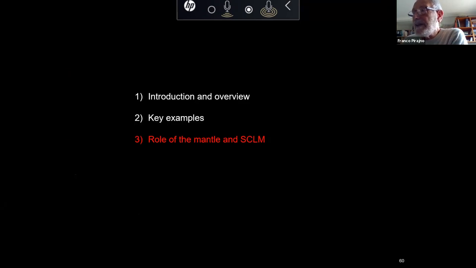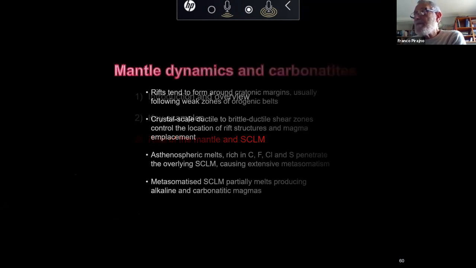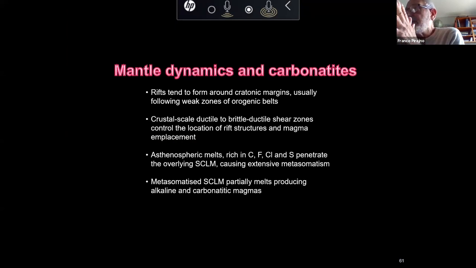Now let's look at the role of the mantle and subcontinental lithospheric mantle. Mantle dynamics and carbonatites: rifts tend to form around cratonic margins, usually full of weak zones of orogenic belts. Crustal scale ductile to brittle-ductile shear zones control the location of rift structures and magma emplacement. An asthenospheric melt rich in carbon, fluorine, chlorine, and sulfur penetrated the overlying subcontinental lithospheric mantle, causing extensive metasomatism. The metasomatized subcontinental lithospheric mantle partially melts, producing alkaline and carbonate melts. So that's where the alkaline carbonate comes from.